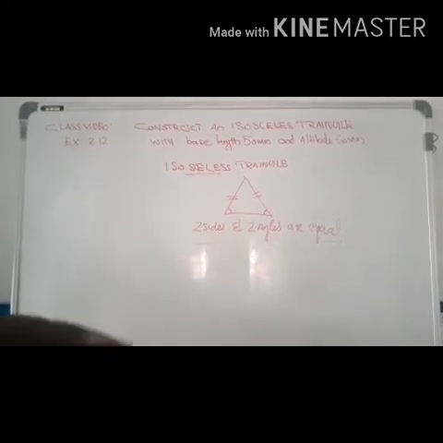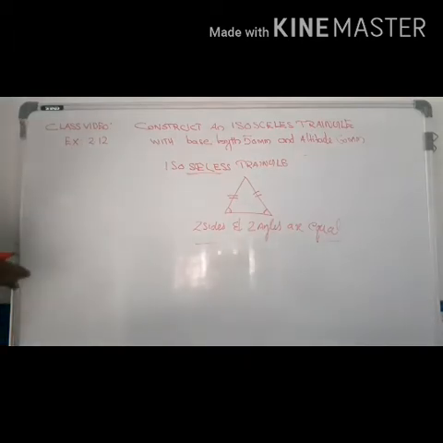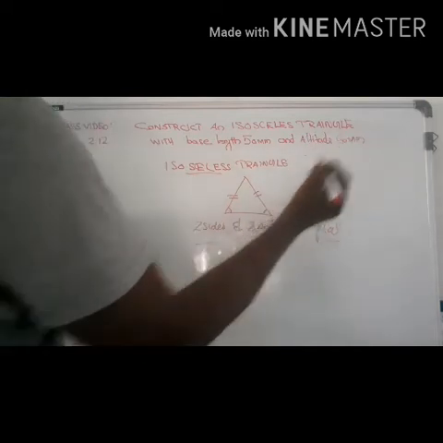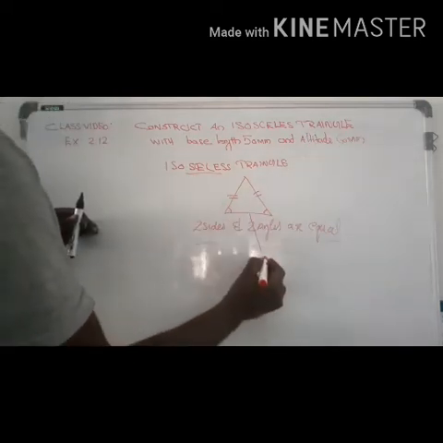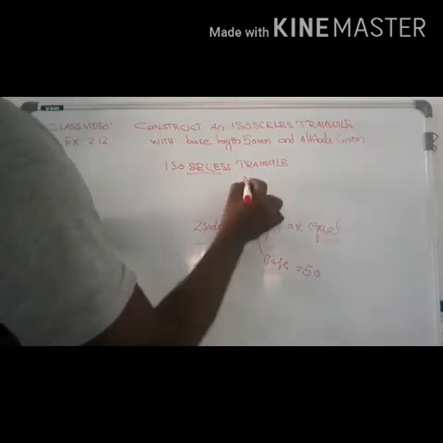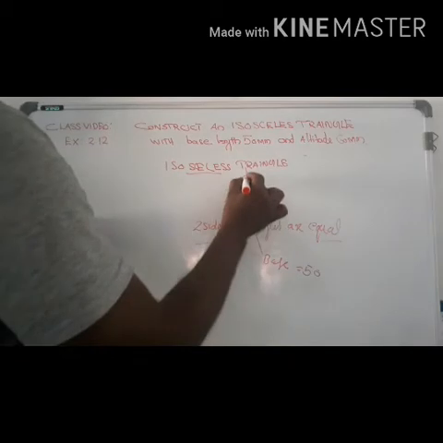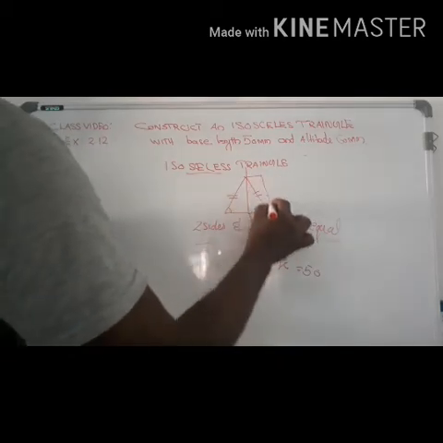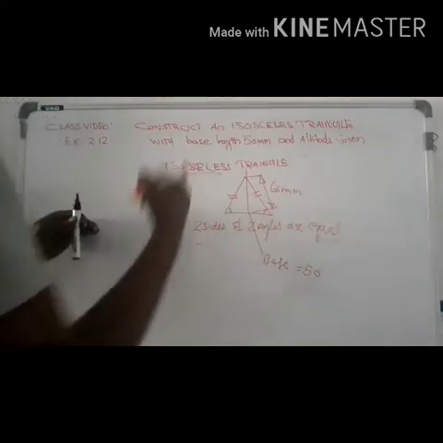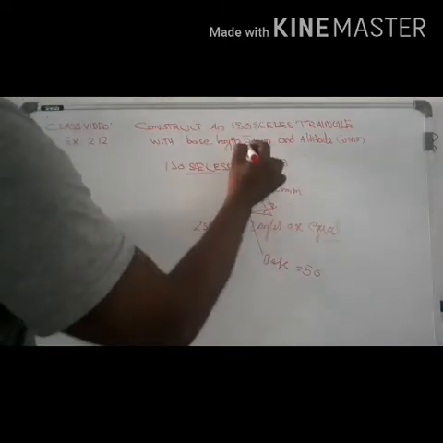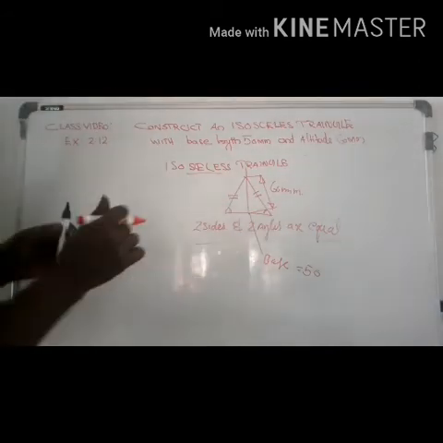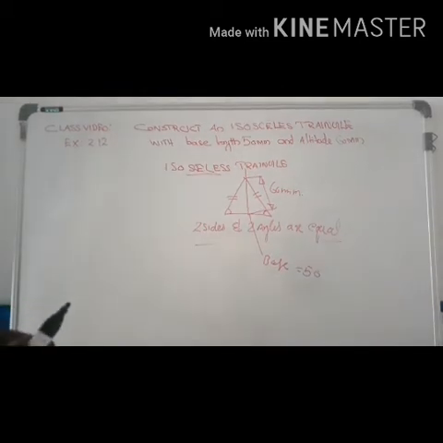Now we have to discuss how to construct an isosceles triangle with base length 50 mm and altitude 60 mm. Here this is the base, that is given, 50 mm, and this is the altitude, its value is given, that is 60 mm. By using compass and ruler, with these dimensions, we have to construct an isosceles triangle. Let's see how to construct it.